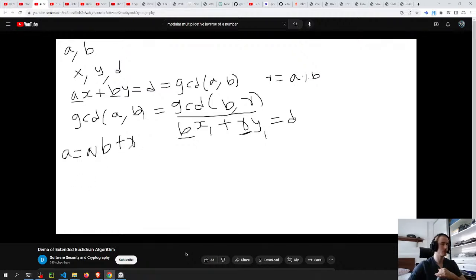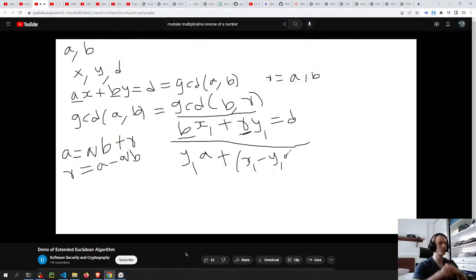What is r? r is basically the remainder when a is divided by b. So r has to be bounded by the value of b. So we can now rewrite r as nothing but a minus qb. So our r is now gone. We can now go back to this equation and simply replace r by a minus qb, and then just rewrite it a little bit, we will get something like y1 times a plus x1 minus y1 times q, times b is equal to b.